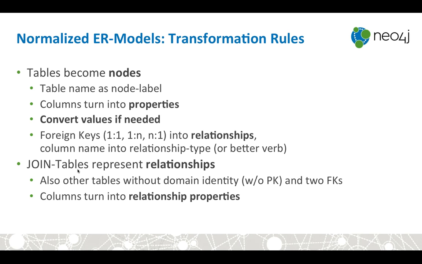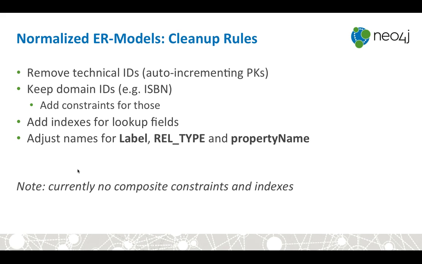In general, tables become nodes, with the table name as the node label. Columns are turned into properties, except if they're empty, then we don't store them at all. We have to convert some values to other values if Neo4j doesn't support them. We turn foreign keys, either one-to-one, one-to-n, and n-to-one, into relationships. And we can either turn the column name into the relationship type, or find a better verb, or we can also configure that as well.